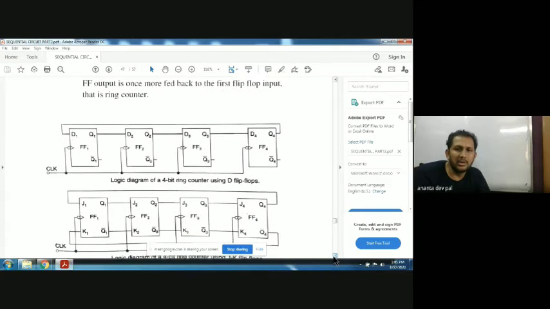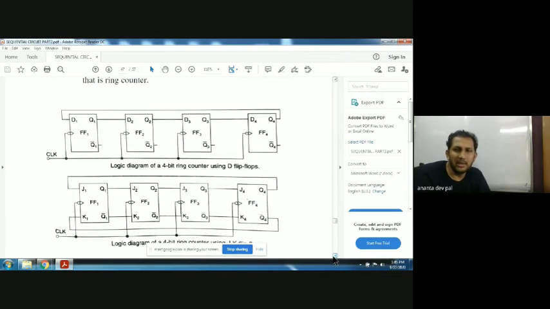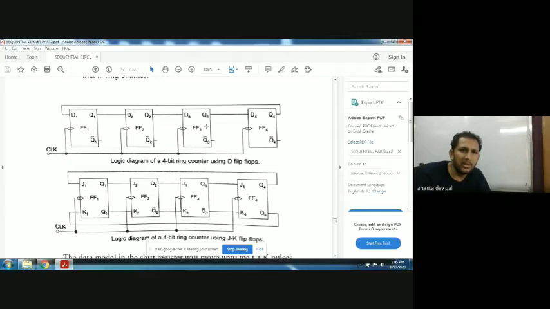Using JK flip-flops, you can consider this again. There are two JK flip-flops applied. In this case, negative edge triggering is applied. Consider the ring connections: Q4 to D1, and in the JK version, Q4 to J1 and Q4 to K1.